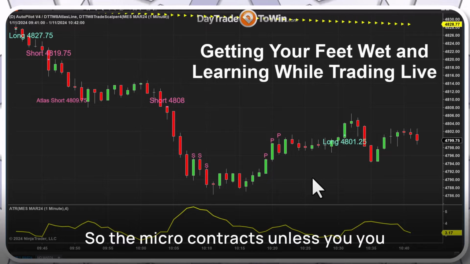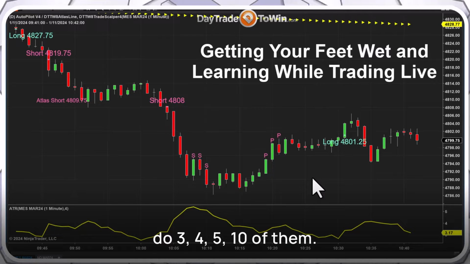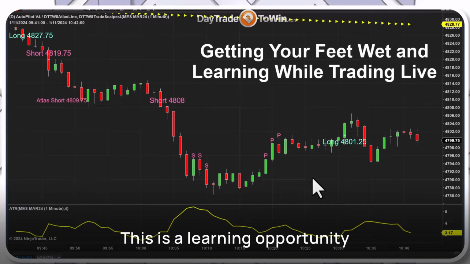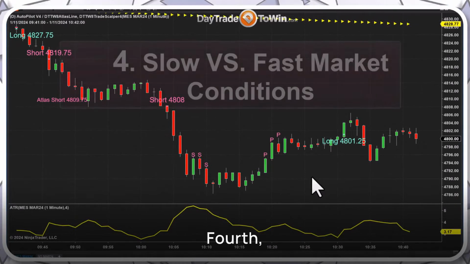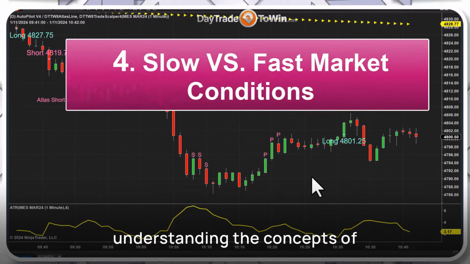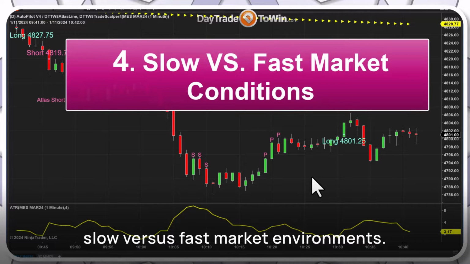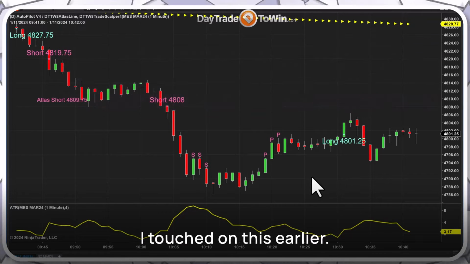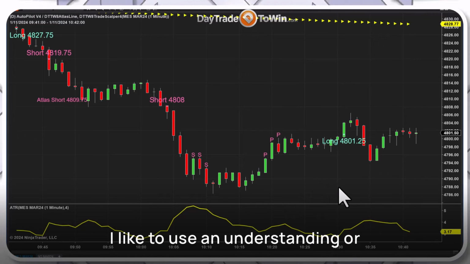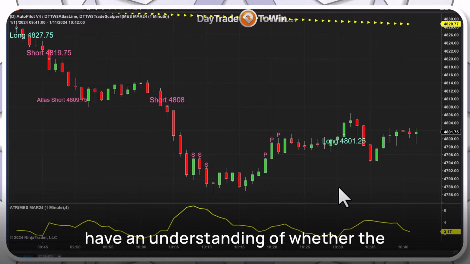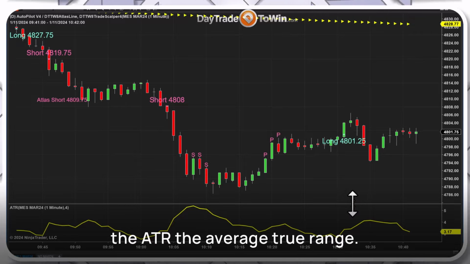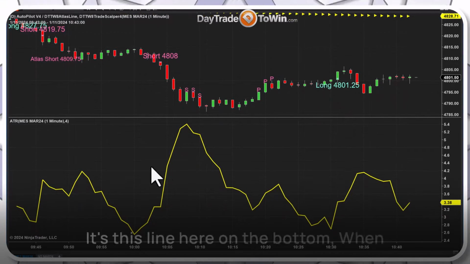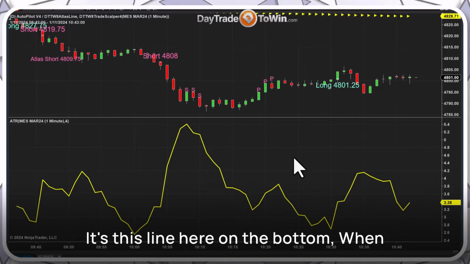So with the micro contracts, unless you do 3, 4, 5, 10 of them, this is a learning opportunity. Fourth, understanding the concepts of slow versus fast market environments. I touched on this earlier. I like to have an understanding of whether the market is fast or slow. I use the ATR, the average true range. So let me just show you what that is. It's this line here on the bottom.